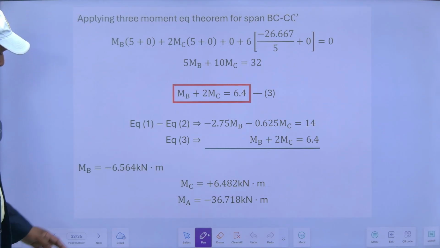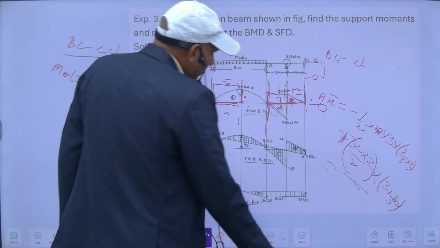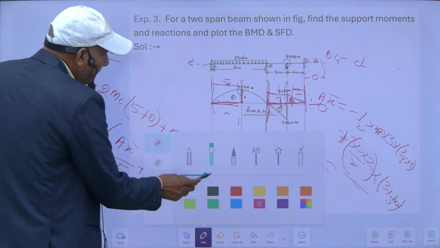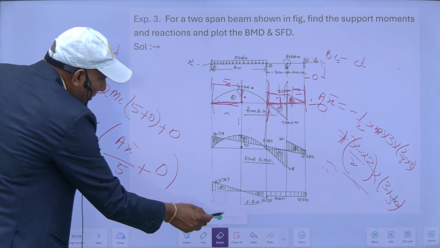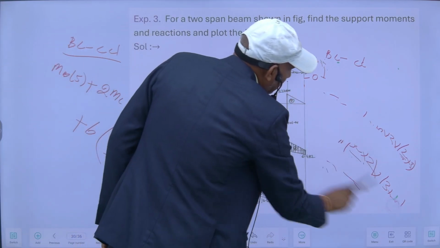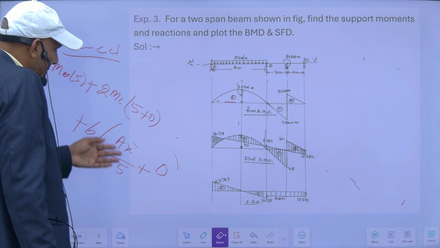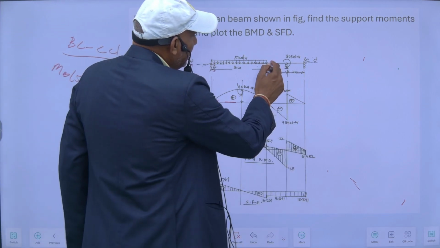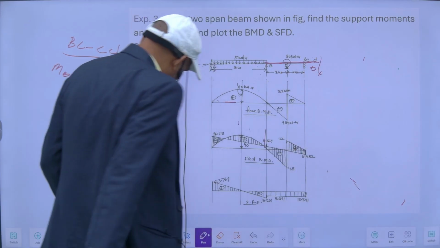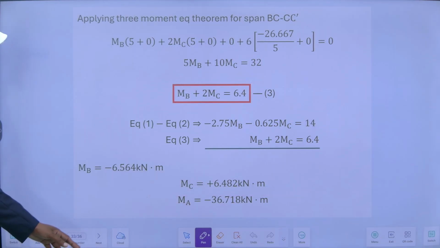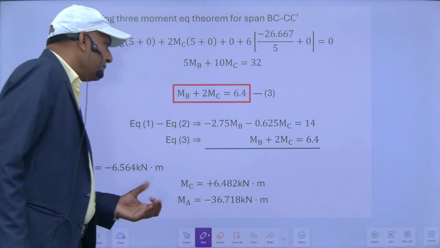Then I apply the 3 moment theorem for this portion BC and C dash. So for BC and C dash, this span and this span, 0 imaginary span, I will get another equation. So I have 3 equations.